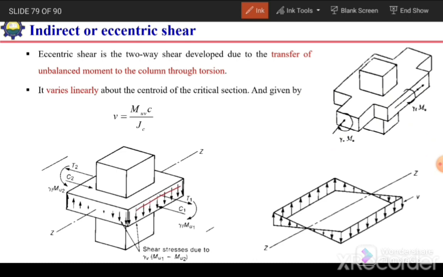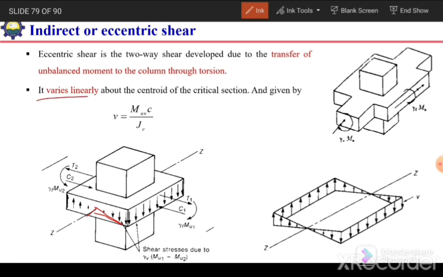So here in this portion, we will have a transfer of unbalanced moment due to bending, but from this face we will have a transfer of unbalanced moment because of torsion. And that torsion will be resisted by the shear stresses, and these shear stresses will have a linear magnitude which varies from the centroid to the extreme fiber, and they will have a maximum value at the farthest point.